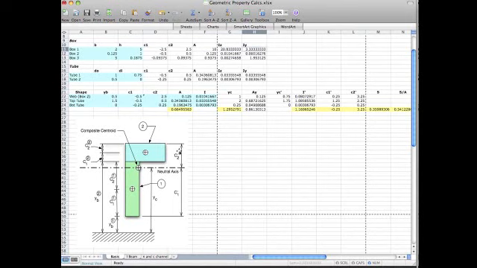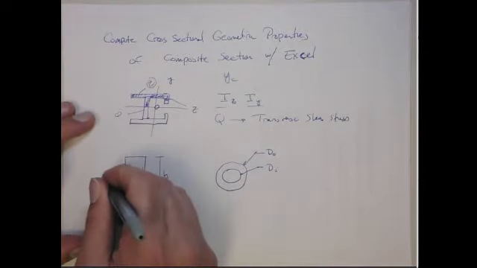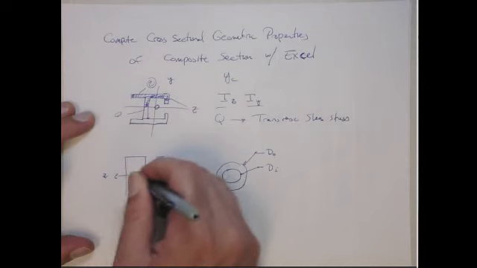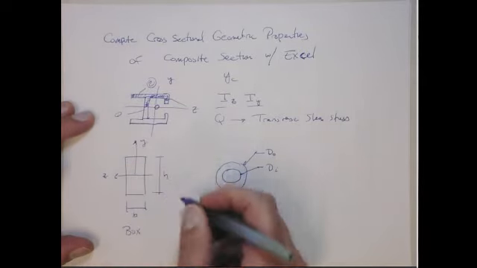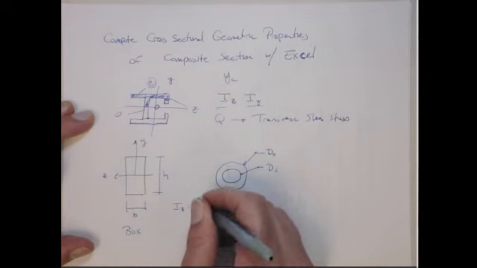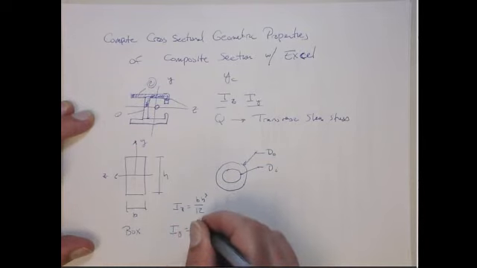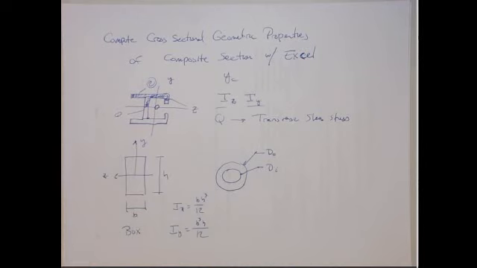And so I didn't quite label it here, but basically, if we go back to this section, I'm calling this the z-axis and this the y-axis. So the I about the z-axis is the base times the height cubed over 12, and the I about the y-axis is the base cubed times the height over 12. Okay?